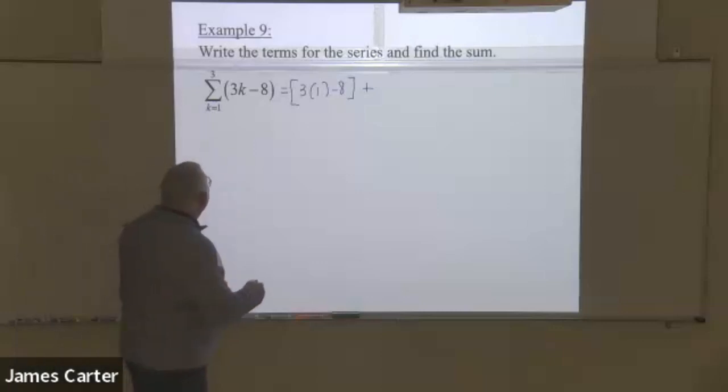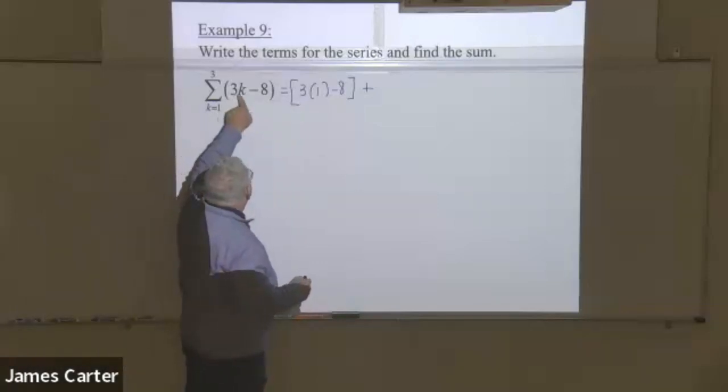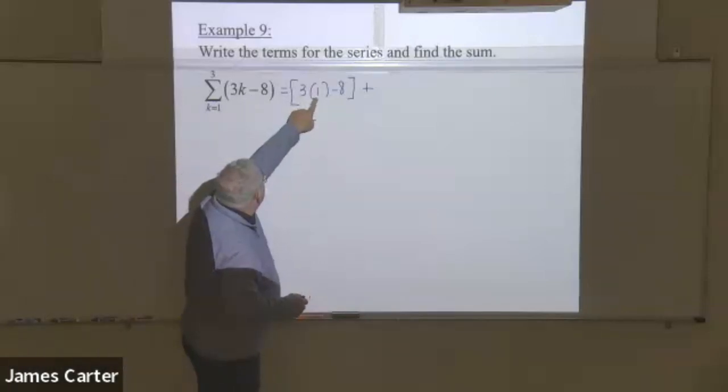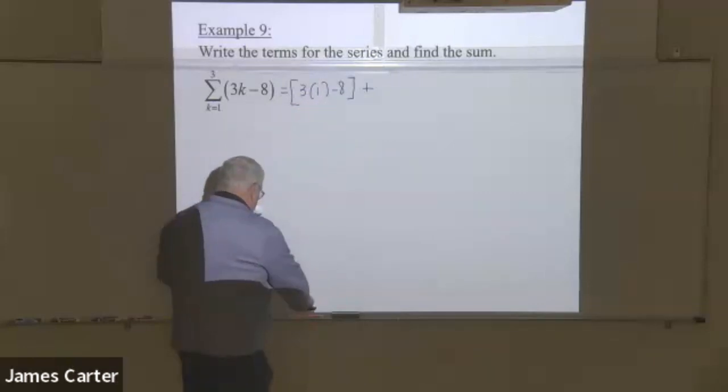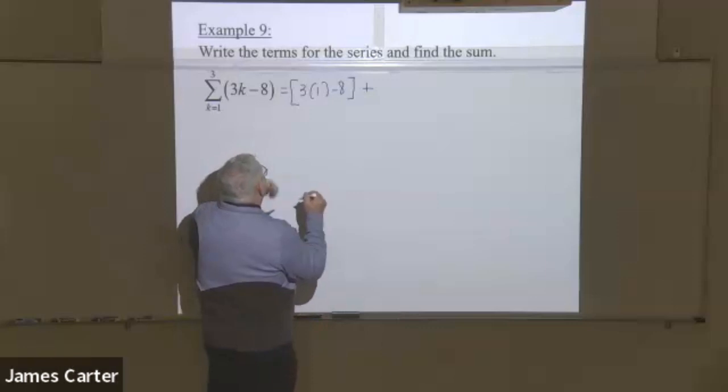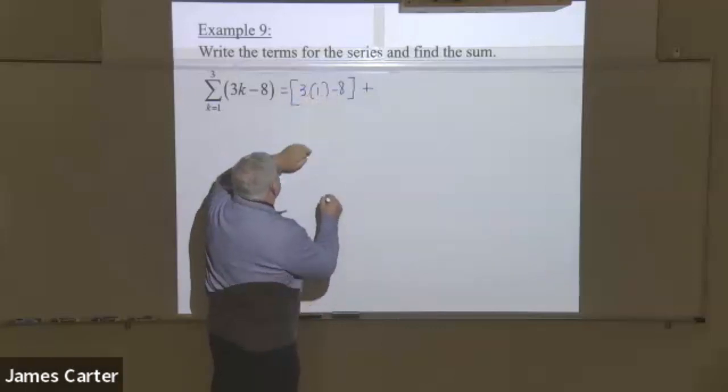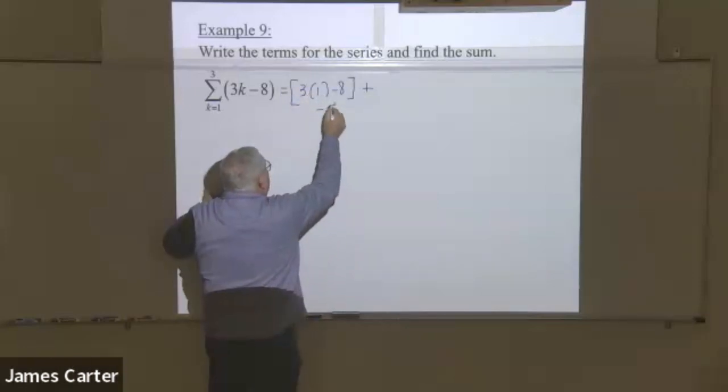Back to this. Here we go. The 3 replacement value of 1 minus 8. Well, ultimately, this is going to be 3 times 1 is 3 minus 8 is negative 5. Ultimately.